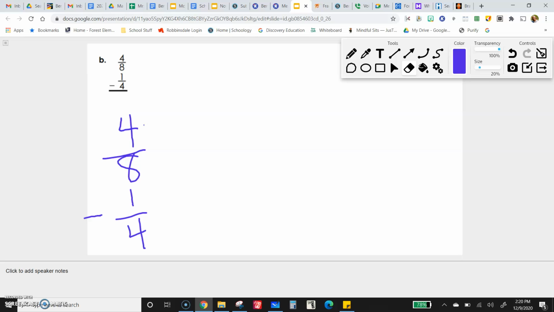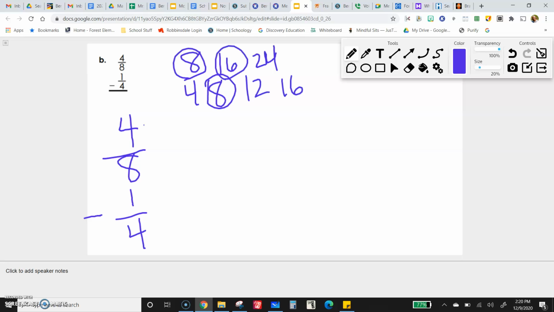So looking at both my denominators, 8 and 4. So 8, 16, 24, 4, 8. Ooh, 8 is in both. Now, if I didn't realize that and I went and I used 16, I could also use 16. That would also work. I just would have to simplify it more at the end. Okay? So there's not just one right option. I always just like to choose the smallest option that I can.